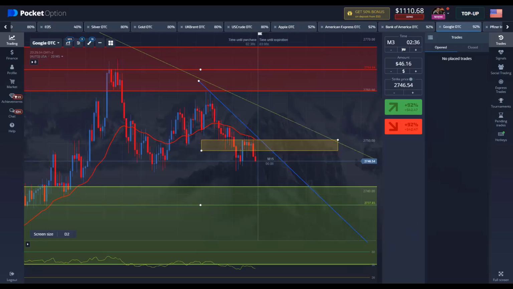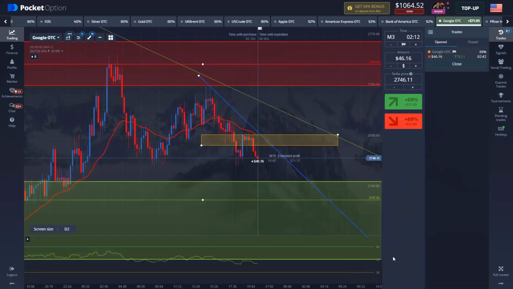So we'll see what the next candle does. We'll see. So this candle closed below. Let's see if it pushes down. If it starts to push down, we're going to do a 3-minute put call, so 3-minute purchase time. So let's go ahead and put it in. And we'll see if we profit in 3 minutes.